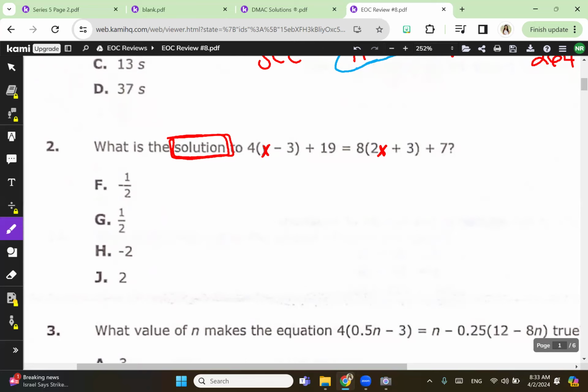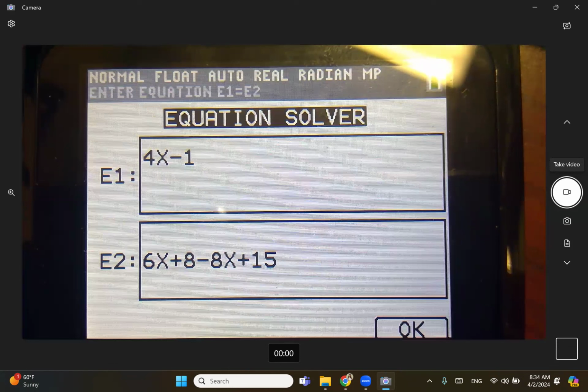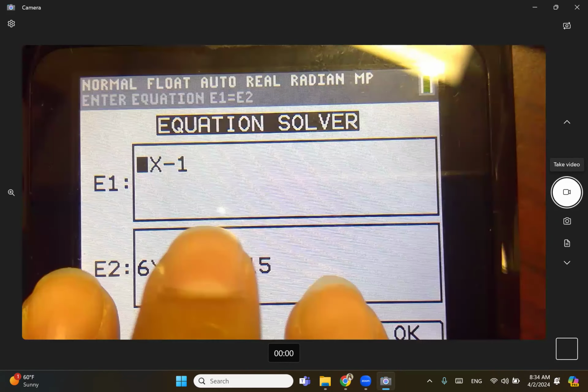All right, so now press the up button. And notice at the very last option says numeric solver. This is an equation solver. Press enter. You go to math first, then go up, and where it says numeric solver. Now, I've been using this with my math students, so if you have any equations in there, just press clear. It won't let you go down until you type something in here.